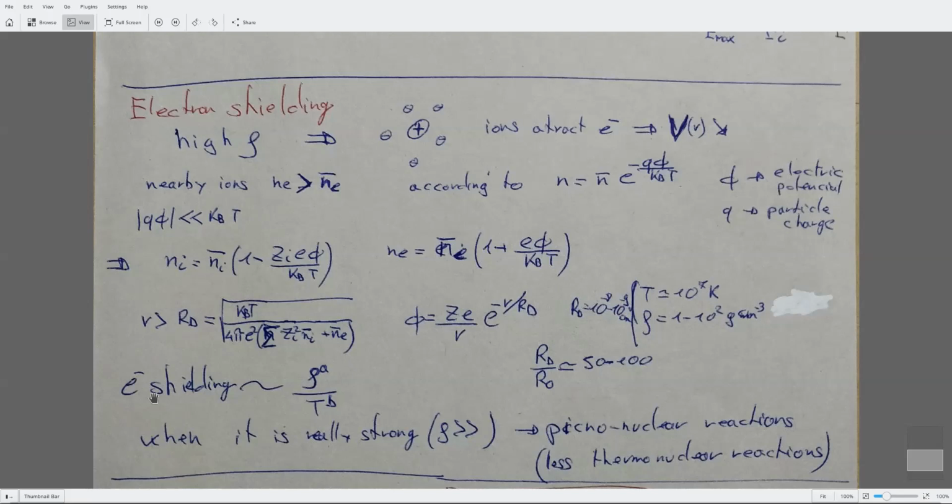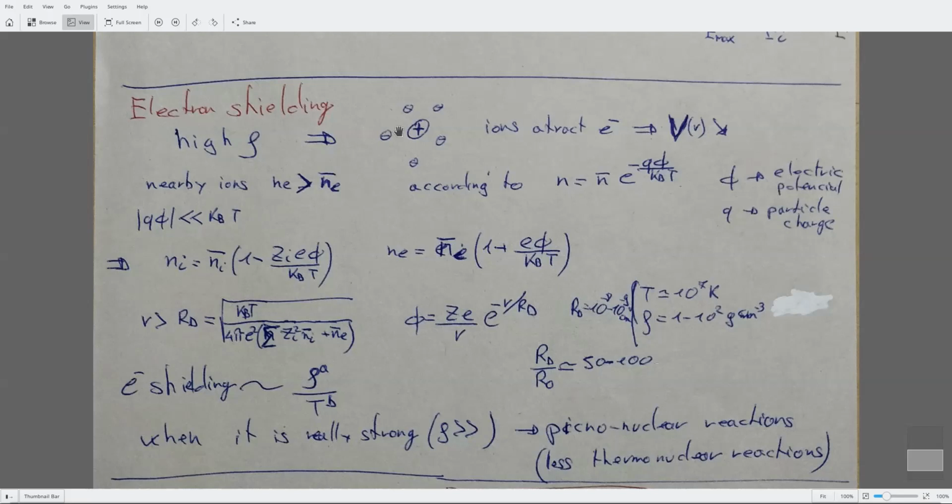You do the calculation and you see the electron shielding can be approximated with a formula that is proportional to the density and inversely proportional to a power of the temperature. And here there is the comparison between the size of the Debye radius and the size of the atom. It's bigger, and further away, nearby, obviously, the potential is the same. This one is important: the higher the density, the more important the electron shielding, obviously.